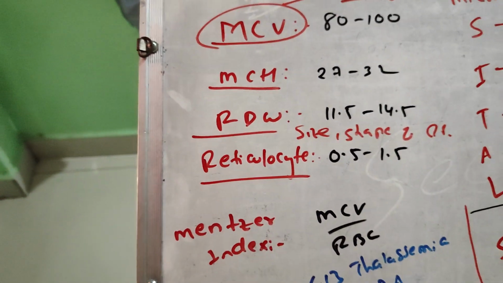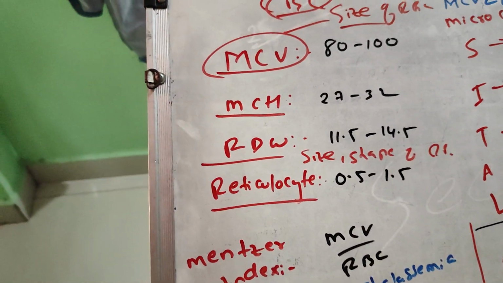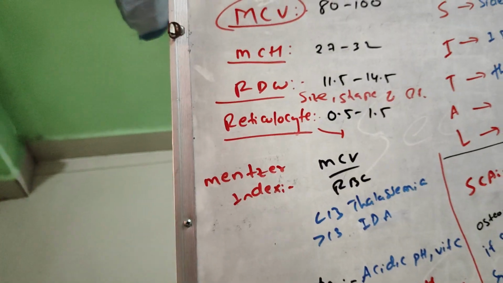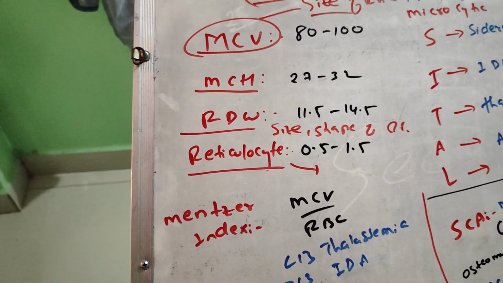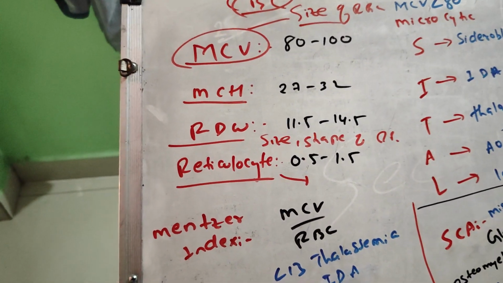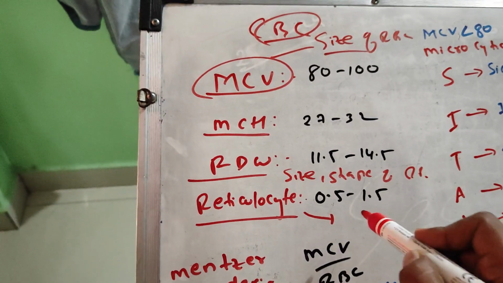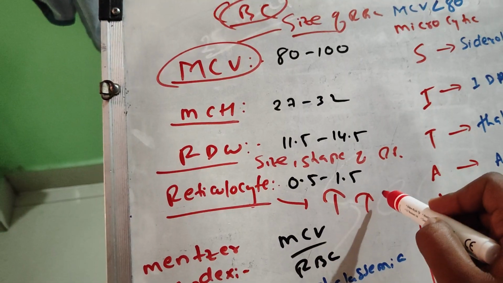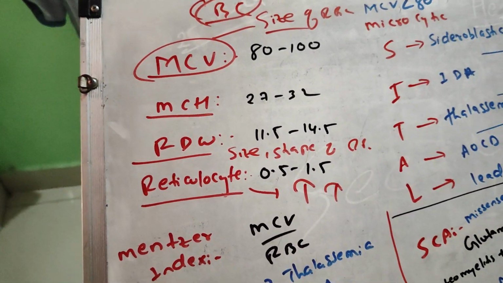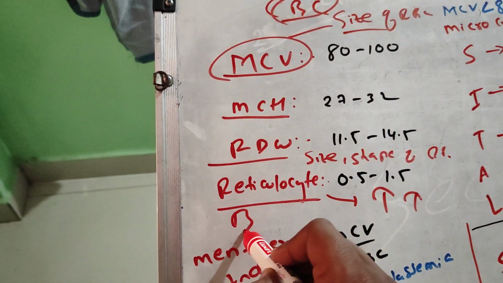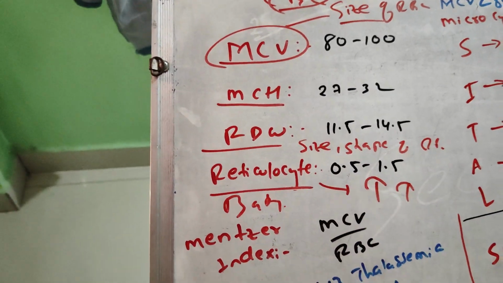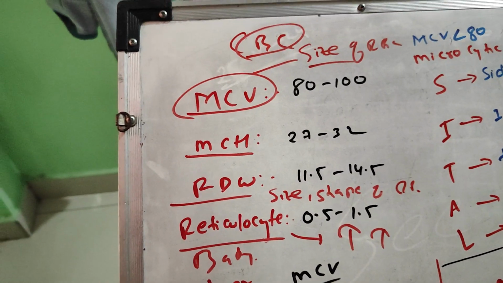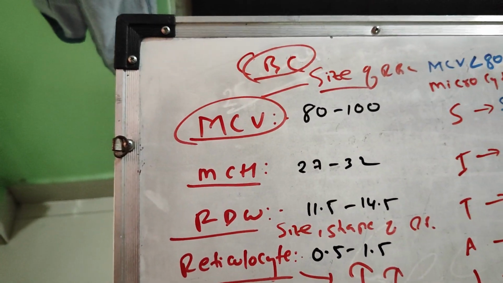Reticulocytes are important in the differentiation between the erythropoietic diseases. If there are more reticulocytes, it means there is more erythrocyte production. This is called baby reticulocytes. Next one, first of all you have to know what is the MCV normal value.